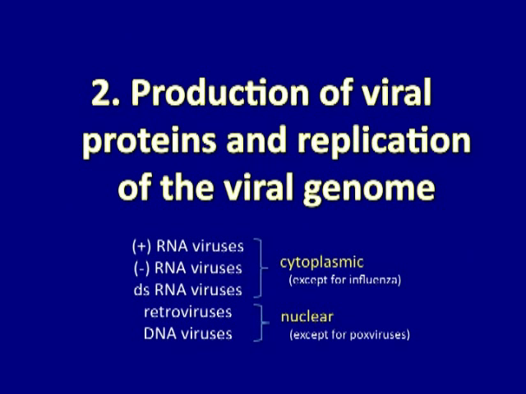The second major step in viral replication involves the production of viral proteins and the replication of the viral genome. I will go through the major classes of viruses and indicate how this is accomplished for each of those. But understand that for RNA viruses, the events that we're going to discuss take place in the cytoplasm. A notable exception is influenza virus. For DNA viruses and retroviruses, the activities I will describe primarily take place in the nucleus. And a key exception here is poxviruses, in which much of the action takes place in the cytoplasm.